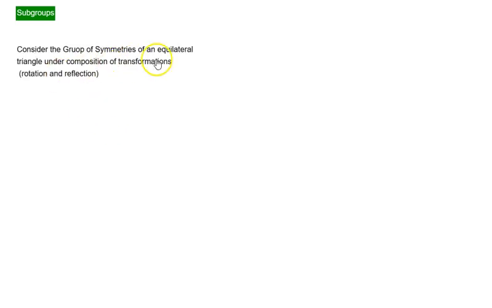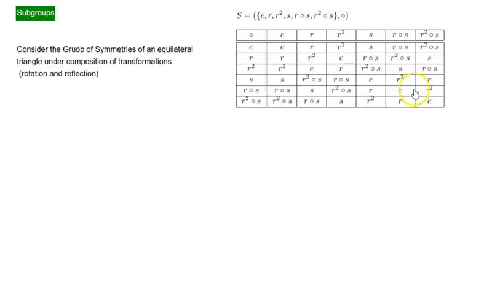Let us look at subgroups. Consider the group of symmetries of an equilateral triangle under composition of transformations, that is rotation and reflection. We have seen this in a previous session. Yes, so this is what it is. R means rotations and S means reflections. And this is the Cayley table for the group of symmetries.